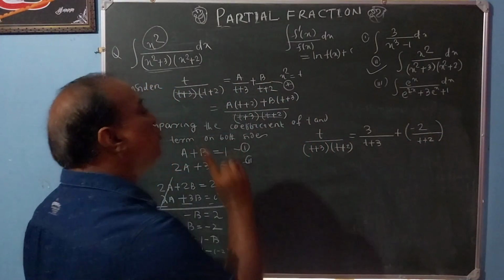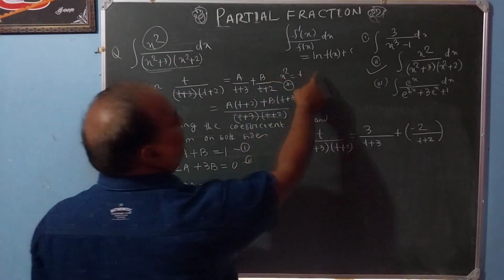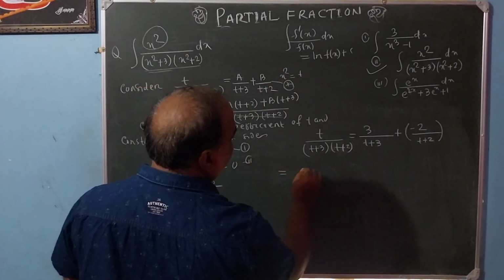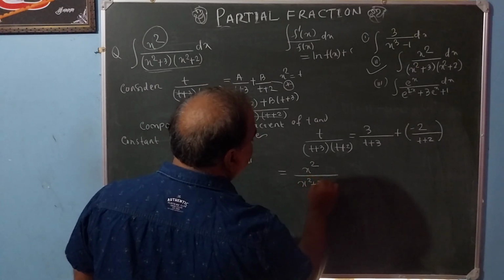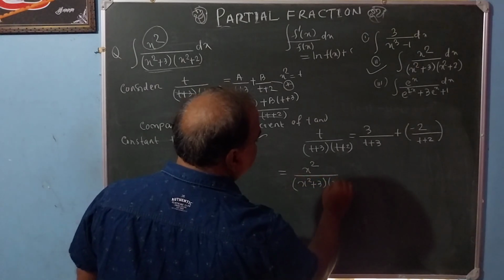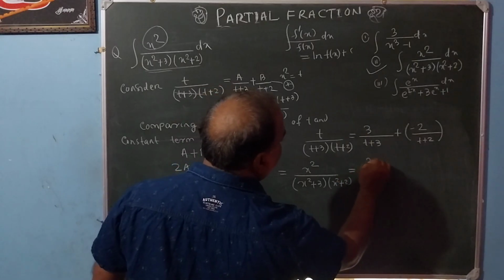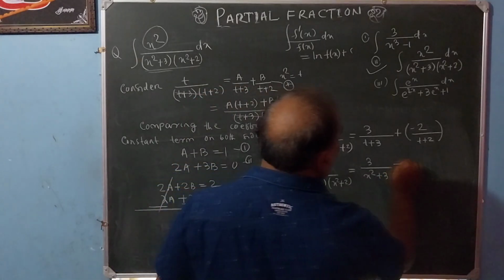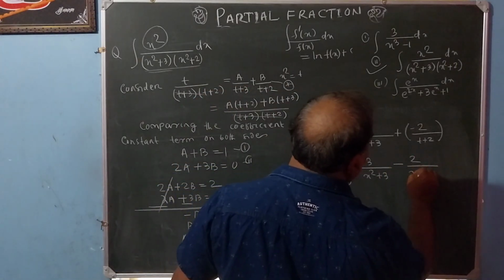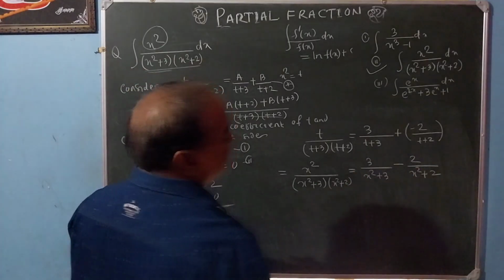Okay, now we have to put the value of t as x square. This is a very special problem. Put the value of t equal to x square. So it is x square plus 3, here it is x square plus 2. Here it is 3 by x square plus 3 minus 2 by x square plus 2. This is equal to this.